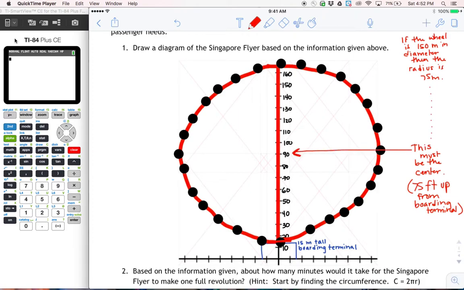How do I know that? Well, if the terminal is 15 meters tall and the diameter of the wheel is 150, then you should be able to figure out the radius is 75 meters, which means 15 plus 75 puts me right at 90. So 90 is the center of this wheel. Again, that's an important calculation that you should be able to make: how high is the center of the wheel from the ground.